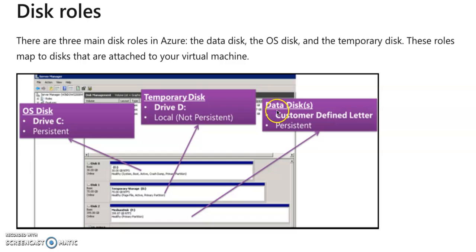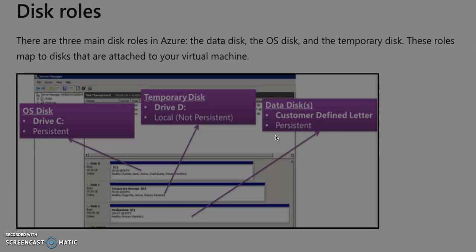Now the last one is the data disk. You can give any name to it. For example, you can give E drive, F drive, K drive, any drive name which you need. And this data disk is again a persistent disk. So any application data or application log which you store on this disk will be persistent. What I mean by persistent again is that when you restart your VM, or allocate and deallocate, it will not lose the data. Okay, so now let's go back to the Azure document and see more details about these disks.